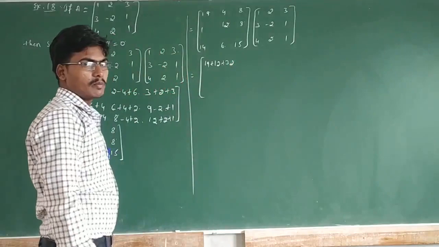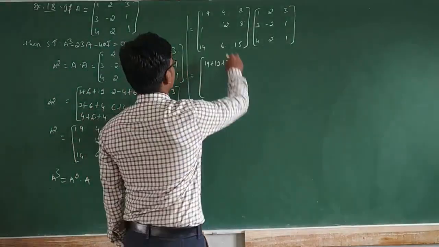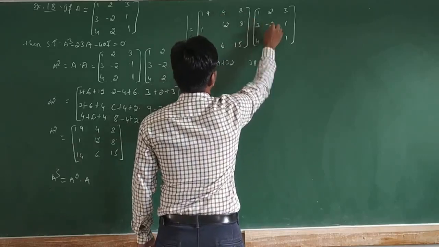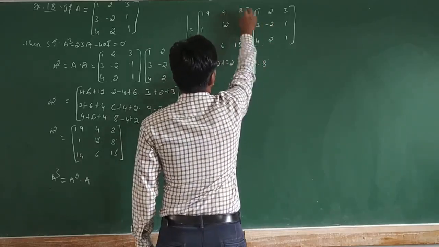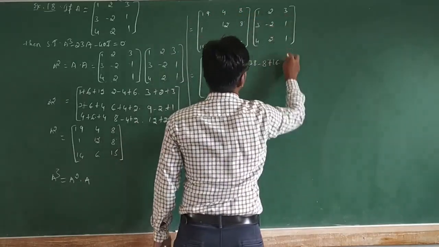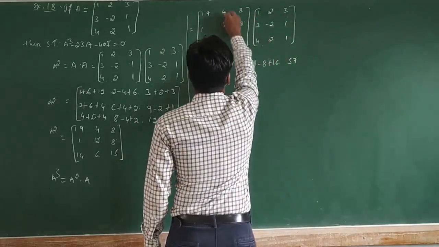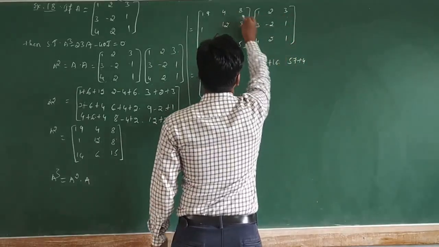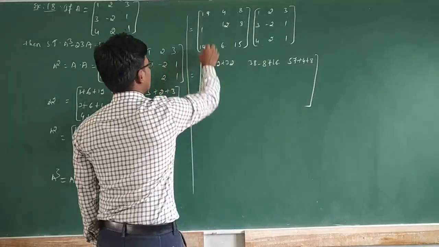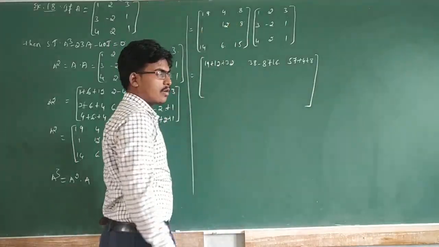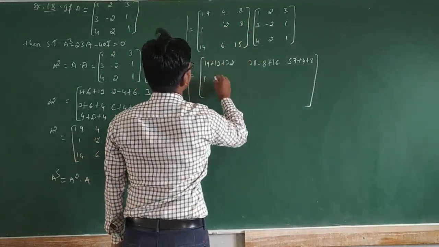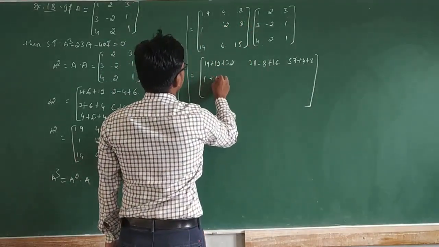First column complete. Second column: multiply 19 into 2 is 38, 4 into 2 minus 8, 8 into 2 is 16. Next, 19 into 3 is 57, 4 into 1 is 4, 8 into 1 is 8. Next, first row completed. Next, second row: multiply 1 into 1 is 1, 12 into 3 it is 36.